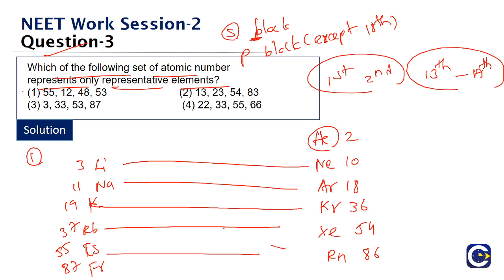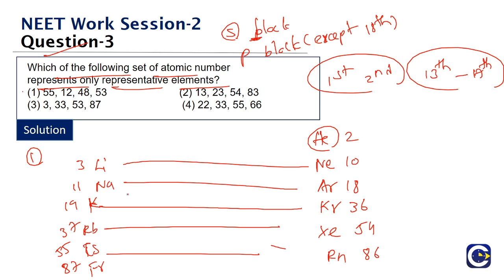Okay, now this is broadly what we have in terms of the atomic numbers of the inert gas elements and the first group elements. Now based on that we will try to answer these questions. So look at this 55. We are checking the first option, 55. 55 is nothing but our cesium.